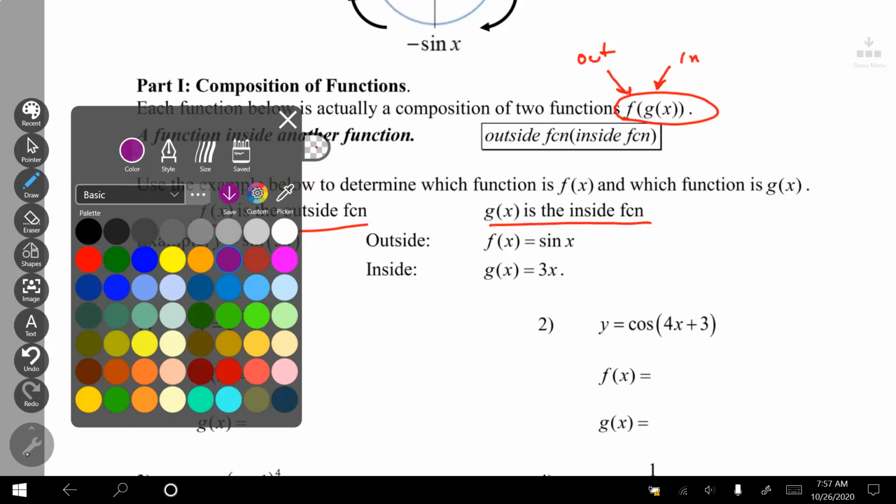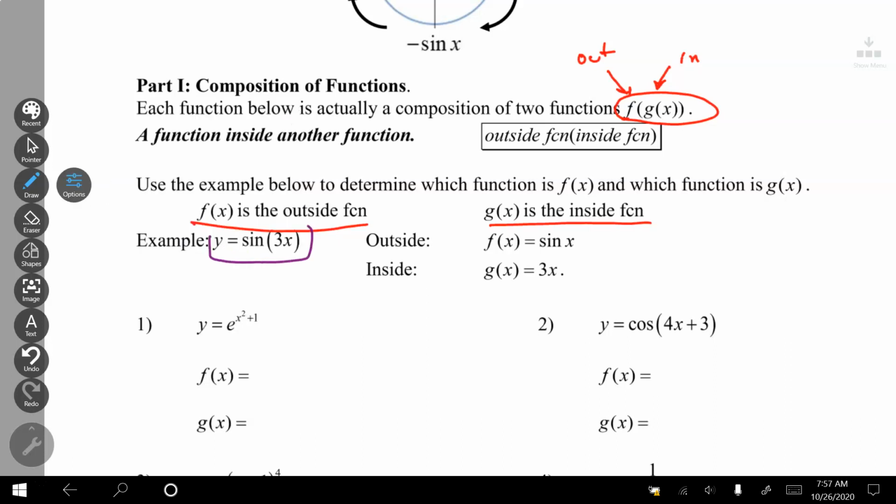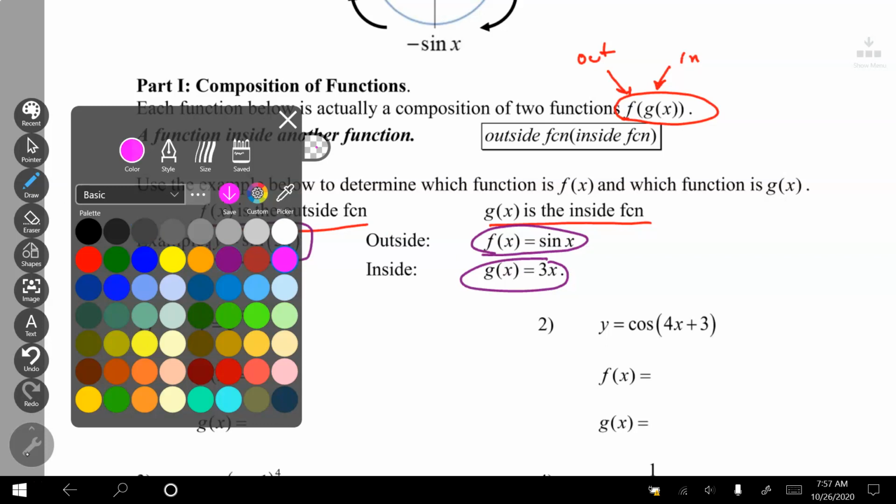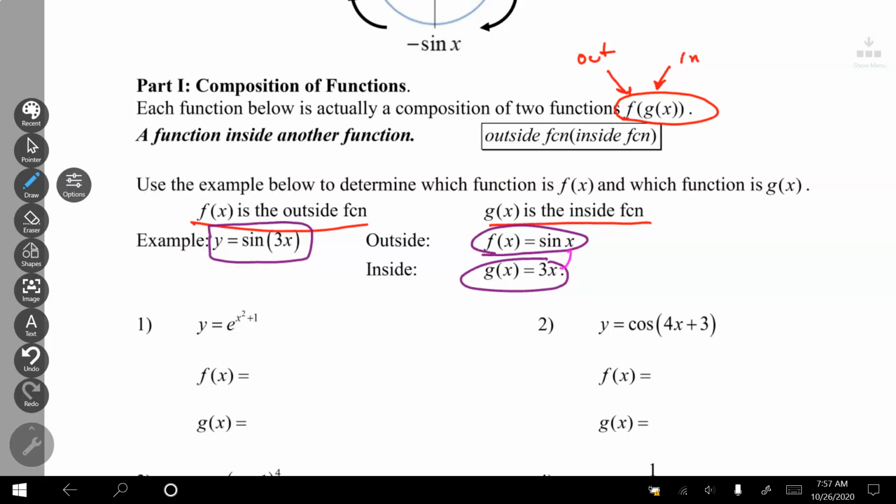So one way we can do things is when we look at sine of 3x, sine of x is the outside function and 3x is the inside function, because if we put this 3x in for that x, we get what we want. So how can we do this?